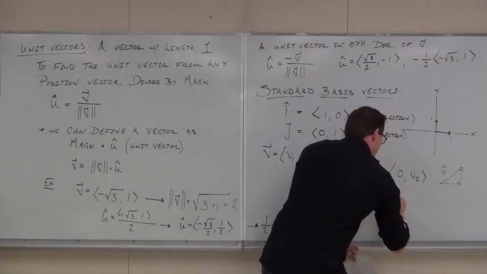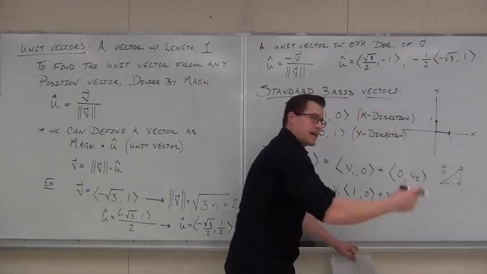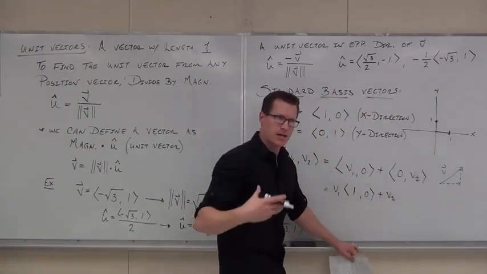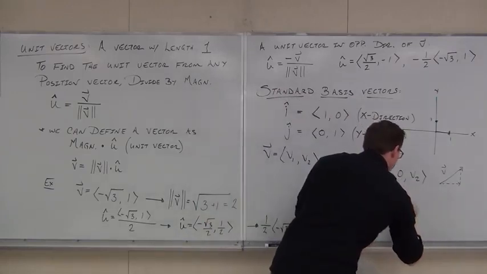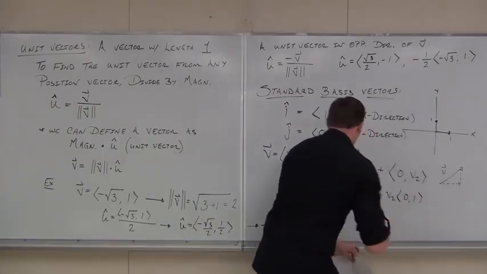Maybe not yet. I don't know. But if I factor out the V2, it's a scalar. It's just a number. I can factor out scalars. I can multiply scalars from vectors. I get 0 and I get 1.